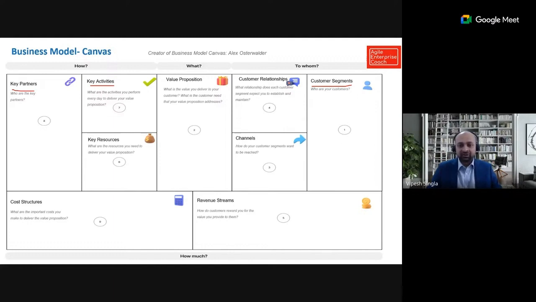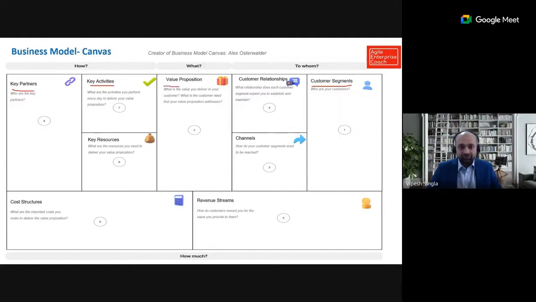In this customer segment section, you will capture who your customers are, what they think, what they see, how they feel, and what they actually do, right? That kind of stuff you will capture here in customer segments. This helps you identify the target customers or target customer segments you are going to target as a product.